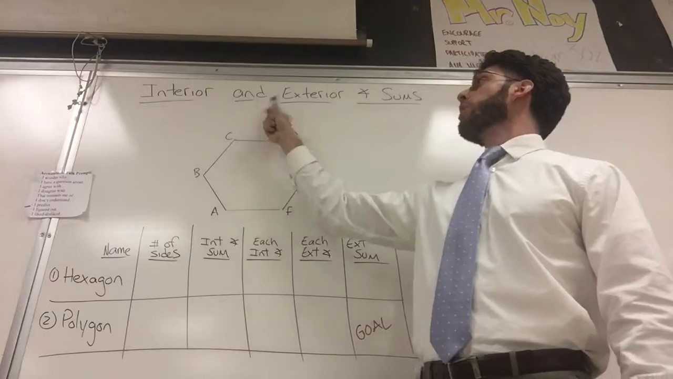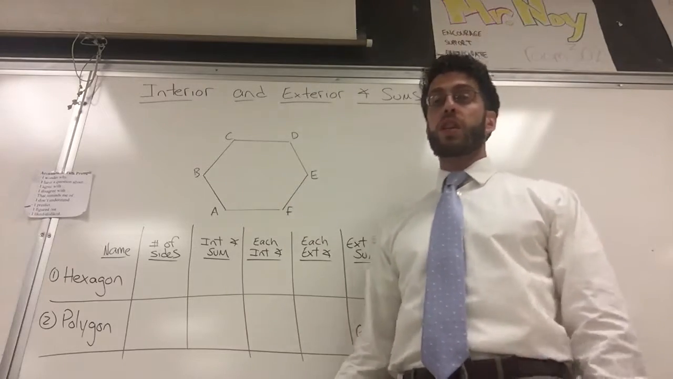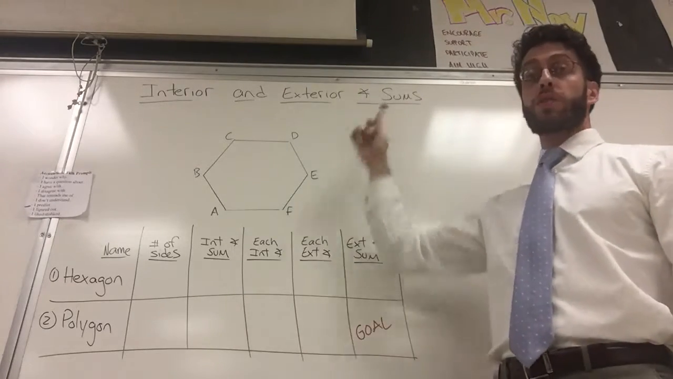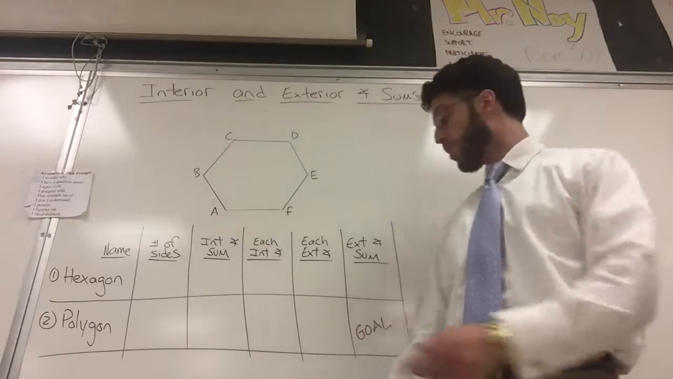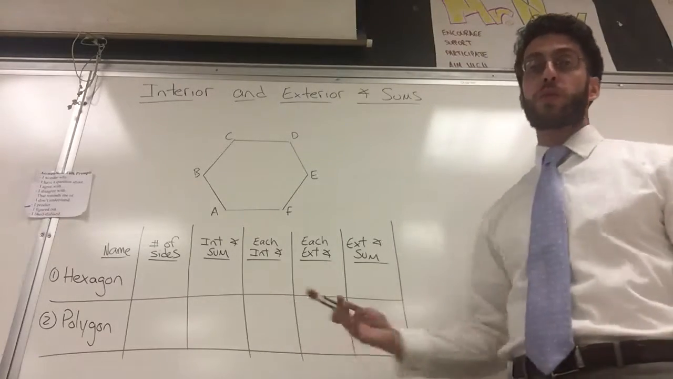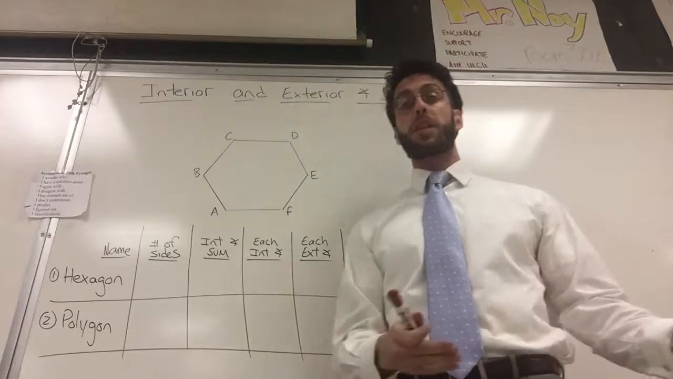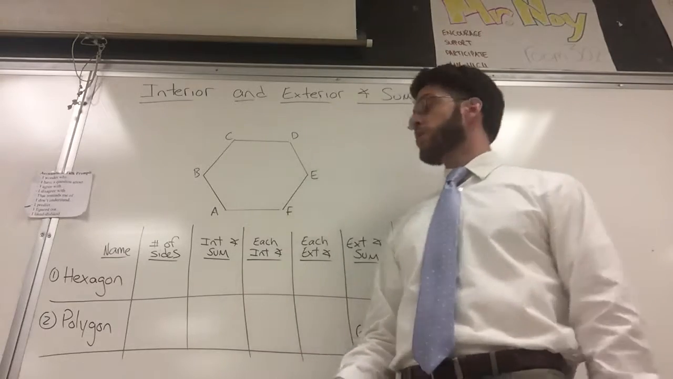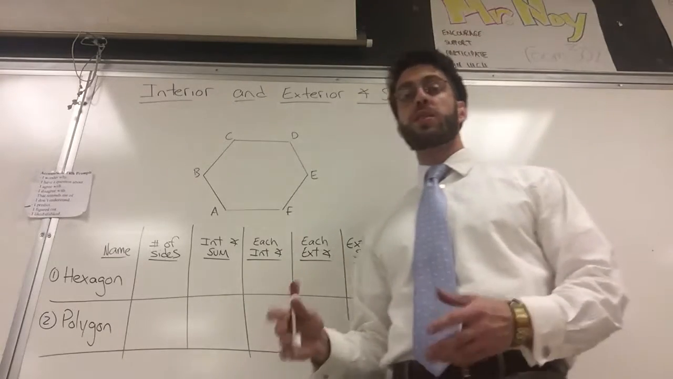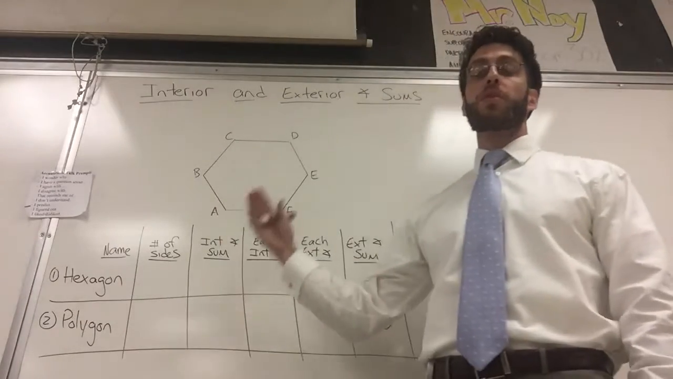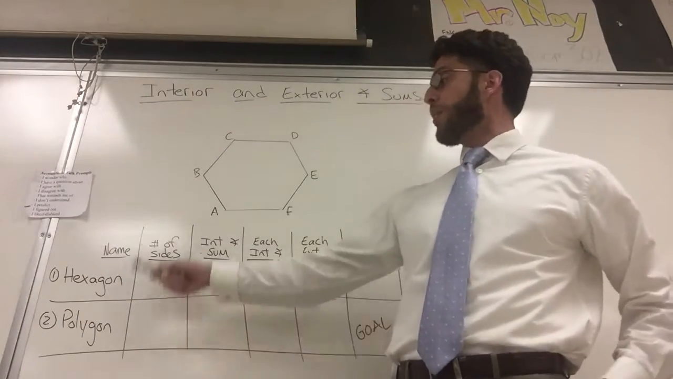I want to talk about interior and exterior angles in polygons and figure out the angle sum. By the end of the video, we'll get to our goal. You can fast forward and get to the goal right away, but you're going to miss a lot of information that you need to know. Even though we get to the goal, you still need to know about all the different shapes, all the different angles, etc. So I have a table here.